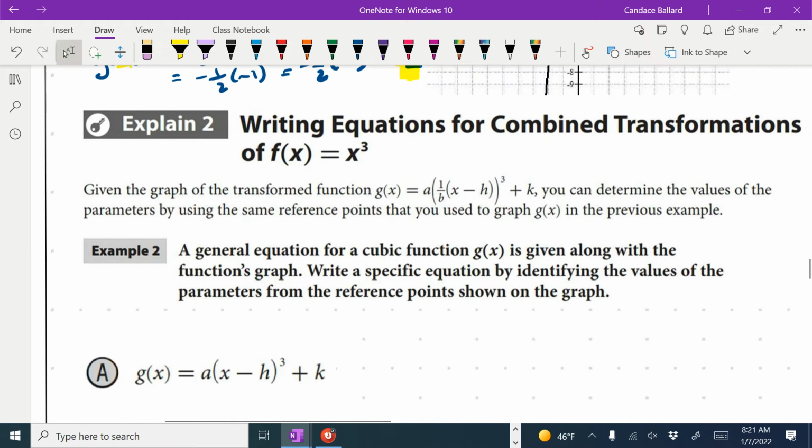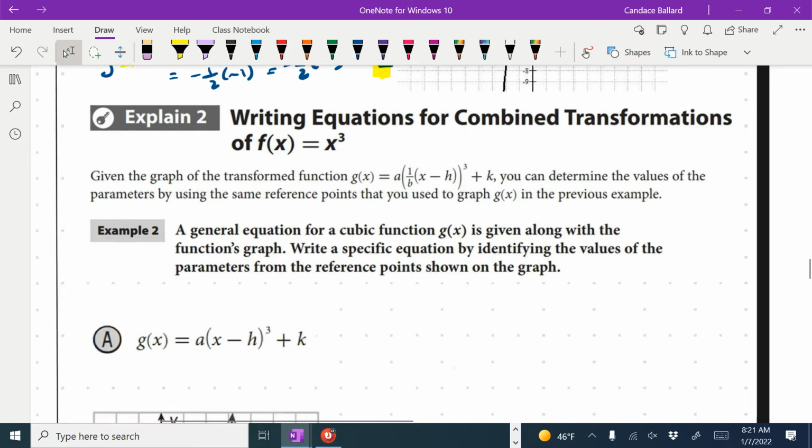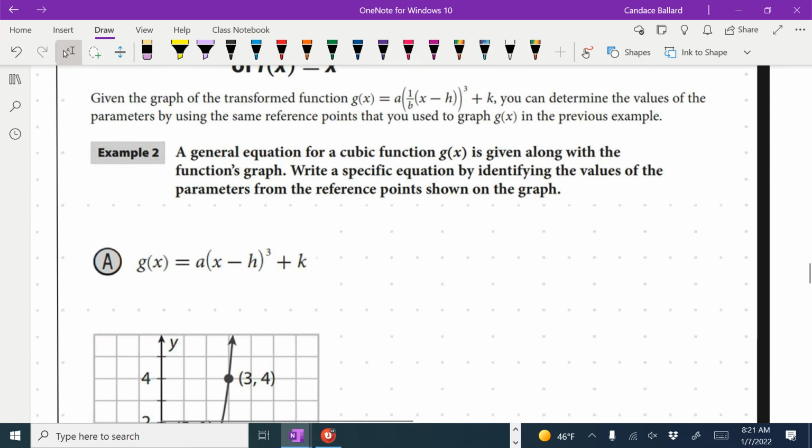All right. So now we're going to do some equation writing. I am only going to give you ones that don't have that B thing in it, right? See the little B thing here? We're not going to mess with that. I told you that yesterday. So what I want you to do is take a minute right here, where it says example 2. Read that to yourself. So read the instructions.